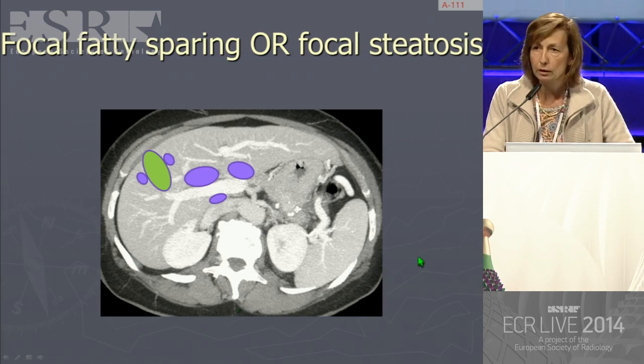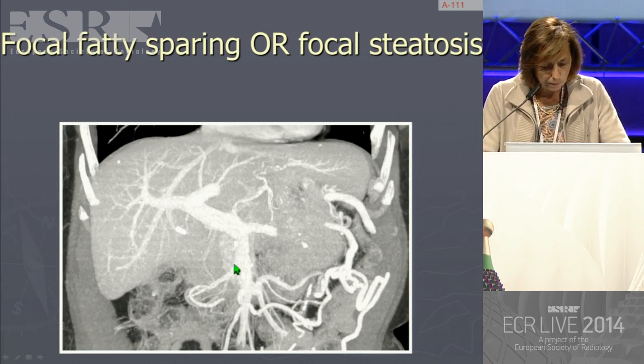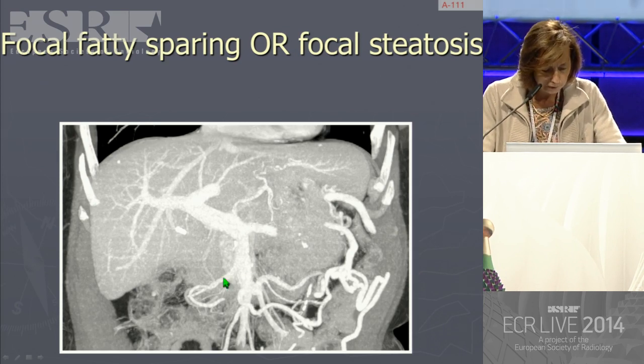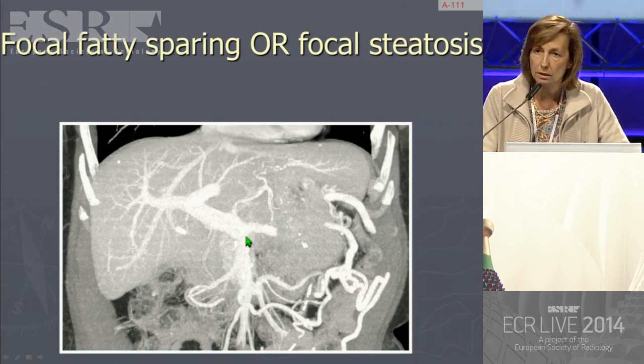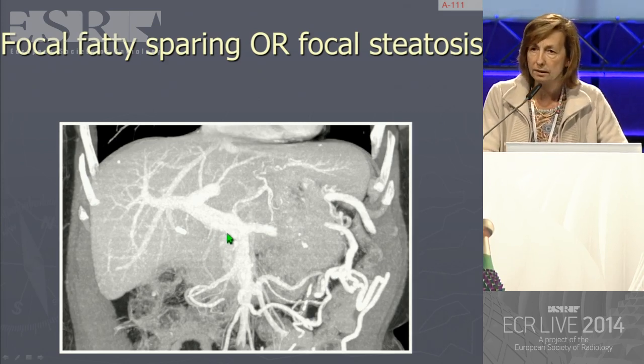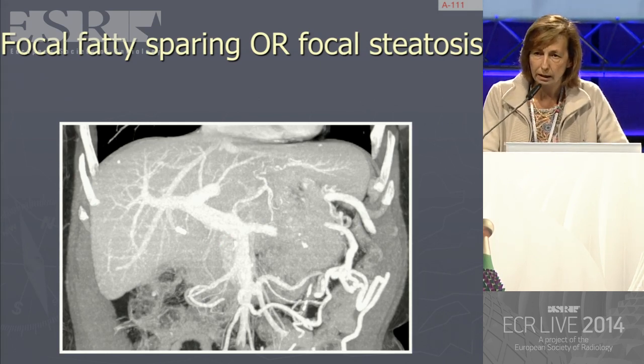Explanation is provided by the portal vein and its branches. This is a CT reconstruction of the portal vein and its tributaries. Here the superior mesenteric vein, here the splenic vein. We are not really interested in the large veins. We will focus our interest in the small veins that usually drain directly in the portal vein. You should ask me why.